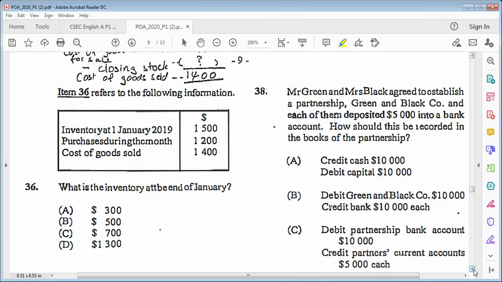Now it says cost of goods sold is $1,400. So for us to get that, we would have to take away $1,400 from 2,700. So the inventory or closing stock at the end of January would be D, $1,300.